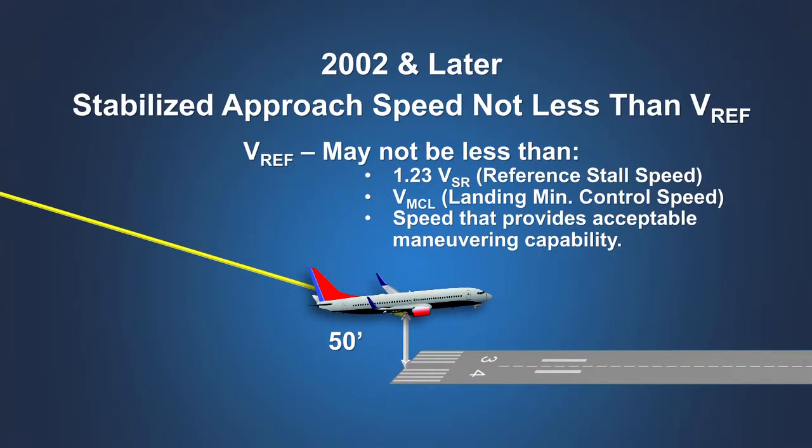Beginning in 2002, the term VREF was officially incorporated into the Code of Federal Regulations as a defined V speed. Since this change occurred at the same time the rules governing stall speed calculation were amended, VREF differs slightly from its previous use. VREF as now defined may not be less than the reference stall speed, or VSR, which is the speed at which the stall speed in 1G flight corresponds to the point of maximum lift coefficient just before the lift starts decreasing as angle of attack is further increased. VREF must also be above the landing minimum control speed and any speed necessary to demonstrate acceptable airplane handling characteristics.